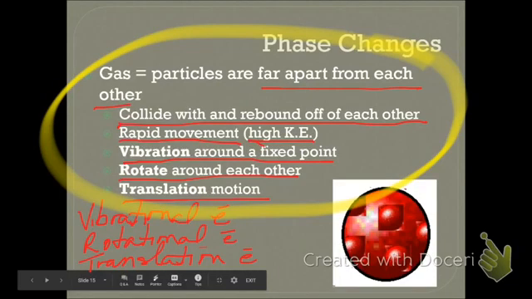Gas particles have a rapid movement or high kinetic energy, which means they have low potential energy. Liquids have medium kinetic energy, as well as medium potential energy, and solids have very low kinetic energy and high potential energy. Gas particles have vibrational, rotational, and translational motion. Solid particles have only vibrational. Liquid particles have vibrational and rotational around each other.